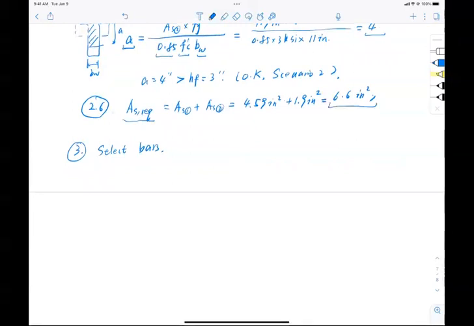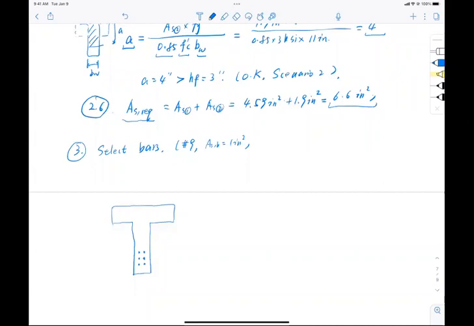So I know my total required reinforcement is 6.6 inch squared. If I say I want to use number 9 bars, first of all, what is the cross-section area of one number 9 bar? It's 1 inch squared, right? So if I want a nice arrangement, meaning I don't want single bars, I want perfect 2 rows or 2 columns of bars, how many number 9 bars would you pick for me, sir?